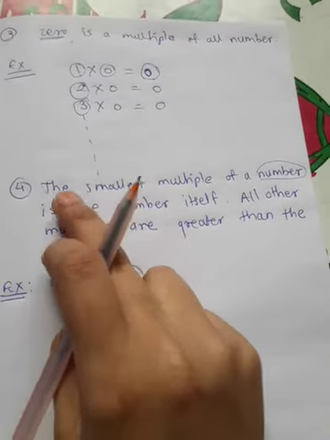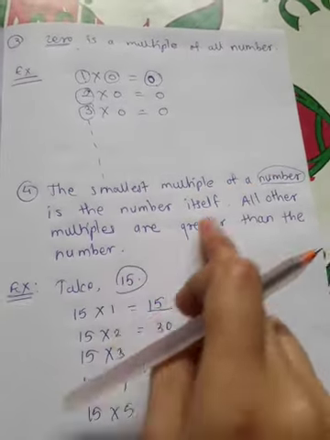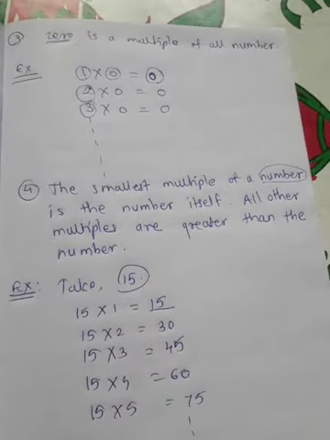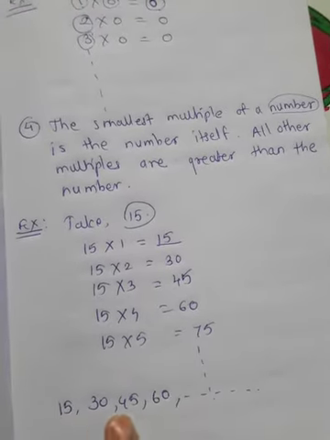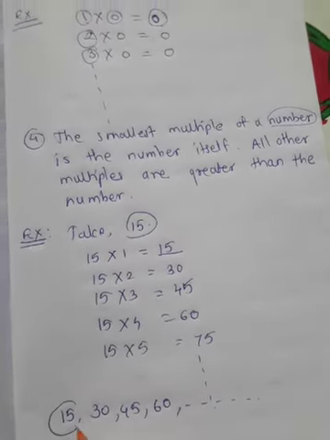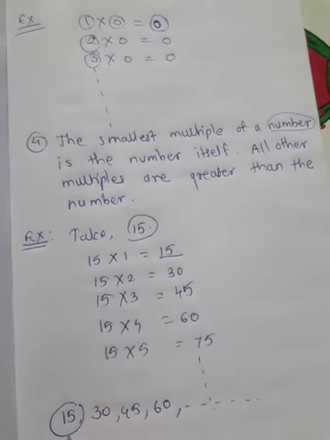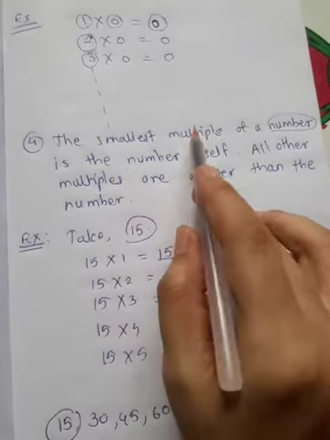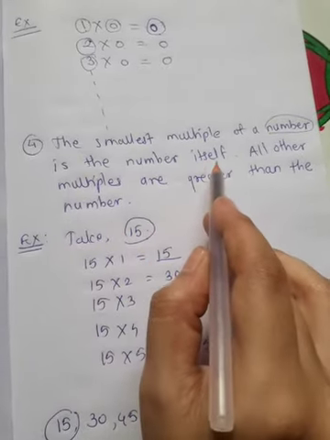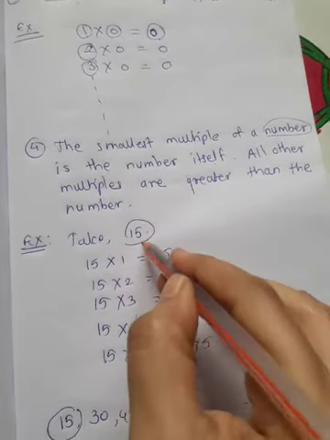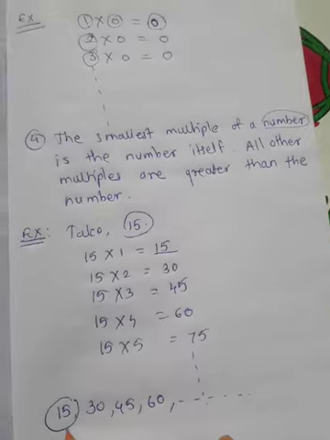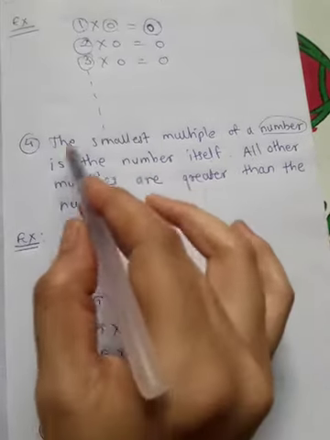Okay, now see here, the smallest multiple of a number 15. The smallest multiple of 15 is 15. So the smallest multiple of a number is the number itself. The smallest multiple of 15 is 15 itself. Okay, so the first statement is proved.